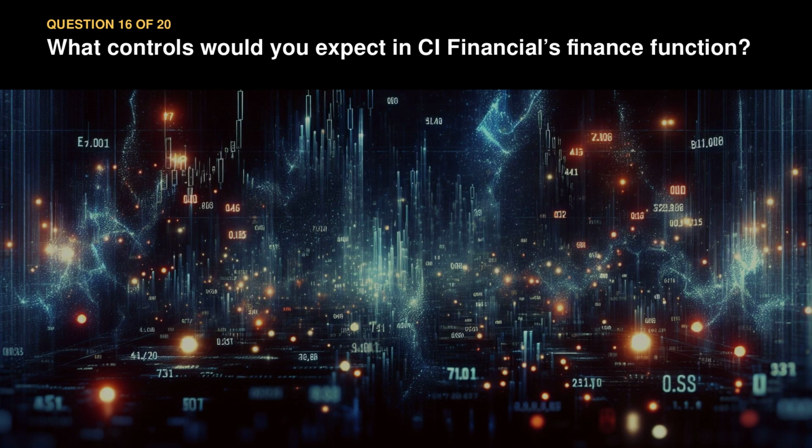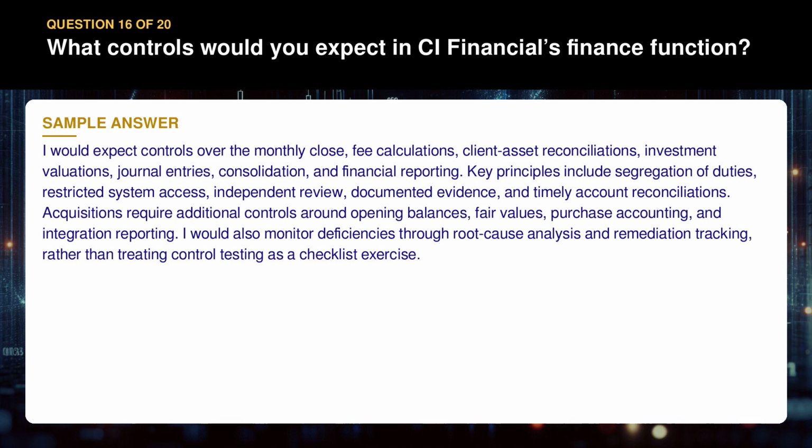Question 16. What controls would you expect in C Financial's finance function? I would expect controls over the monthly close, fee calculations, client asset reconciliations, investment valuations, journal entries, consolidation, and financial reporting. Key principles include segregation of duties, restricted system access, independent review, documented evidence, and timely account reconciliations. Acquisitions require additional controls around opening balances, fair values, purchase accounting, and integration reporting.